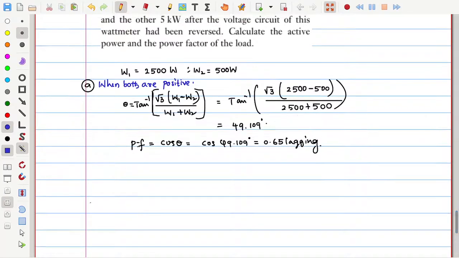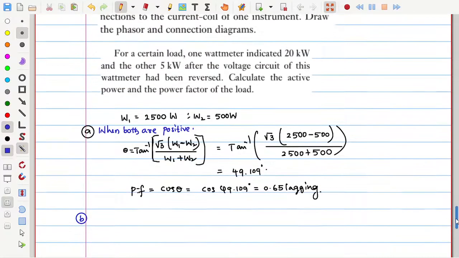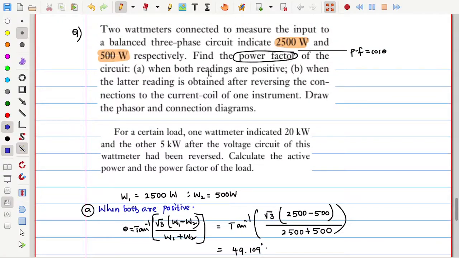Next is very interesting. You need to understand carefully; this is very important also. When the latter reading, meaning this one, 500, is obtained after reversing the connections of the current coil of one instrument, this you need to understand carefully.